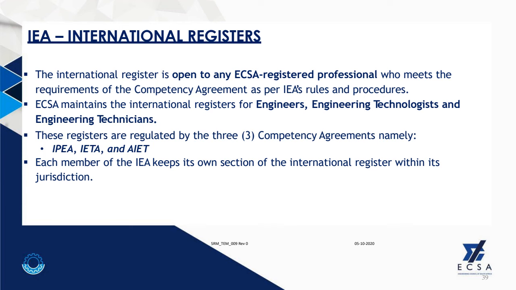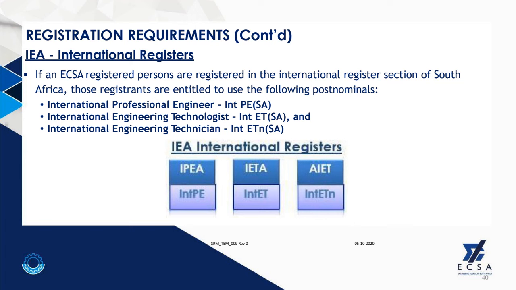So what happens when the applicant is registered on the national register after a minimum of 3 years? They need to register on the international register after including the 3 years, with a minimum of 7 years post-qualification experience, so that they can come on the international register. Each country, as you can see here, keeps its own section of the international register within its own jurisdiction, like ECSA as a jurisdiction in terms of the IEA requirements. You'll see here, once registered on those registers, this is the postnominal: for engineers it would be Pr Eng plus INTPE(SA), for engineering technologists it will be INT, International Engineering Technologist, SA will be the country, for Australia it will be AUS, US will be United States, UK will be UK. So that's how they differentiate that this person is on the international register, part of the section of the relevant jurisdiction.